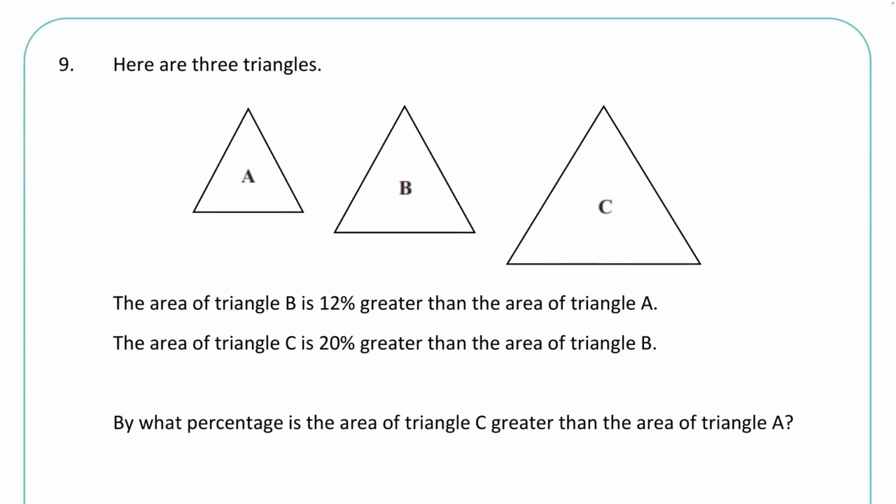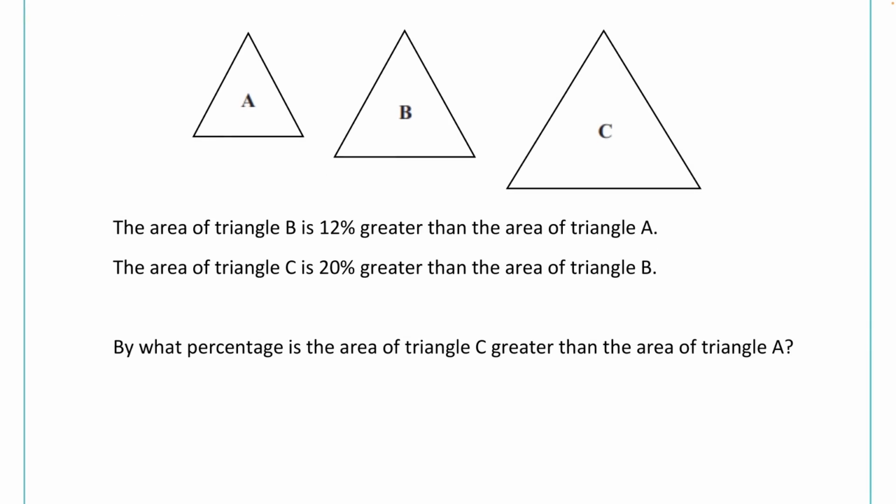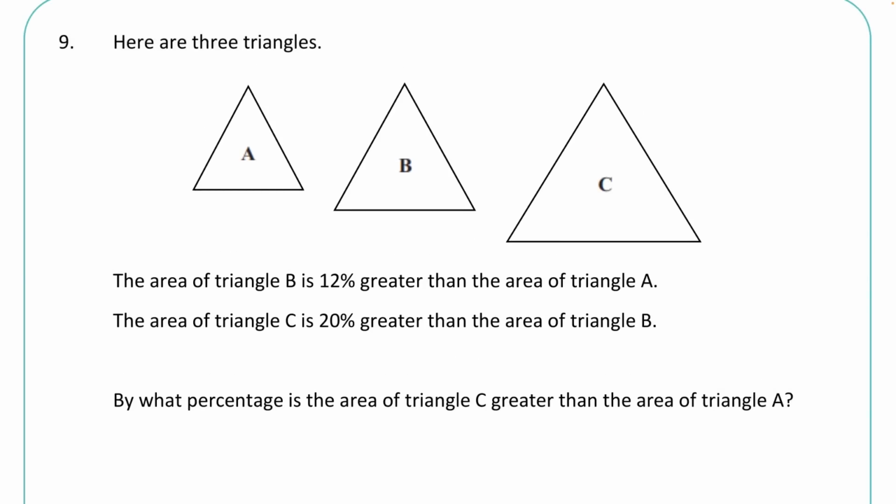So we have a question here where we have 3 triangles. It says the area of triangle B is 12% greater than the area of triangle A, and the area of triangle C is 20% greater than the area of triangle B. And it asks us by what percentage is the area of triangle C greater than triangle A. Now the problem here is that we don't actually have any areas, there's no numbers.